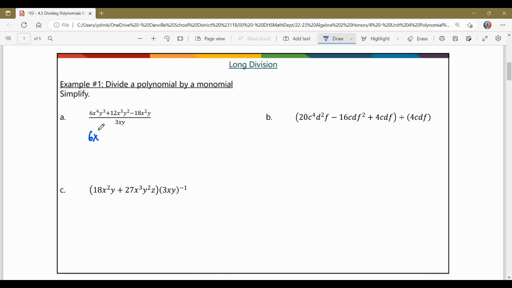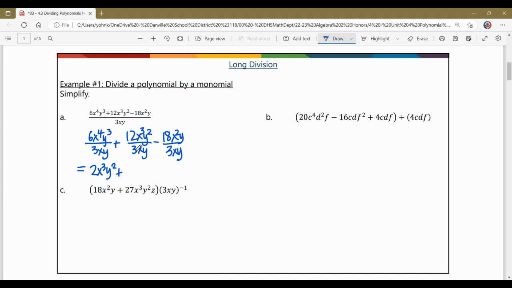So you can do 6x to the fourth y cubed divided by 3xy plus 12x cubed y squared divided by 3xy minus 18x squared y divided by 3xy. And then you just need to simplify each of the terms. So 6 divided by 3 is 2. X to the 4 minus 1 or third power. Y to the 3 minus 1 or 2.